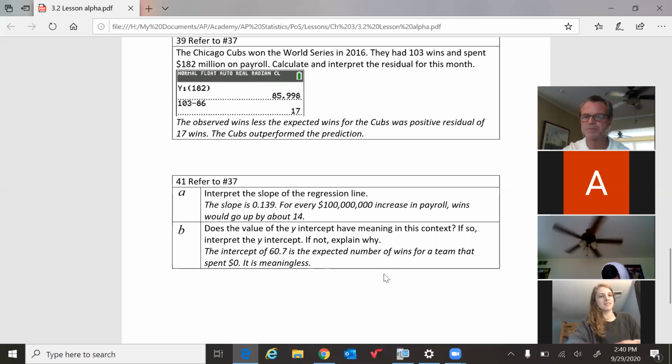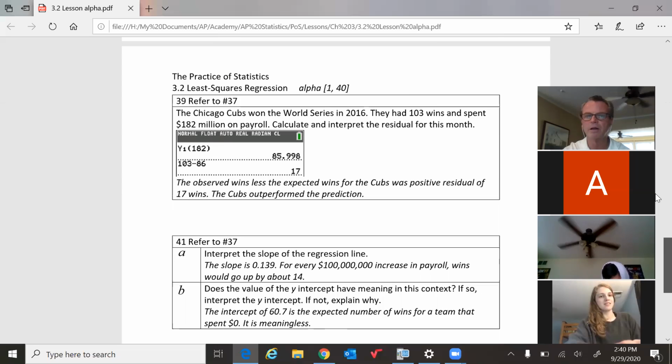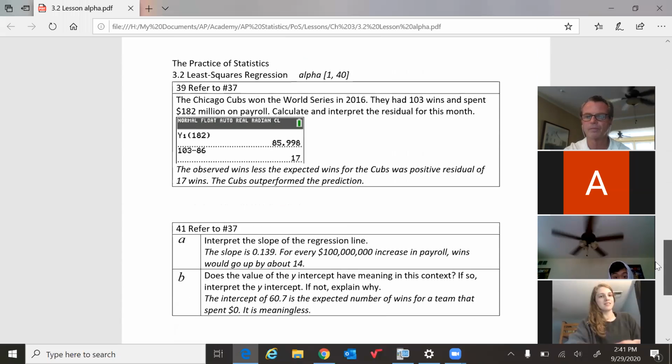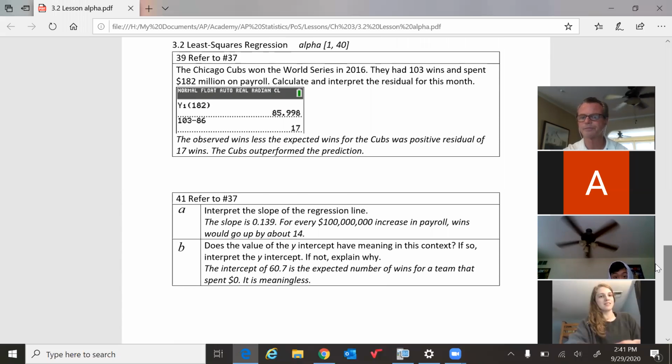Well, no, the y-intercept 60.7, which means what? If you spend zero money on payroll, you're not going to win 60 games. You don't have any players. So what is that? That's extrapolation. It's outside the data set, so the intercept is meaningless in context of the question. Okay? So that's all for 3-2 alpha.